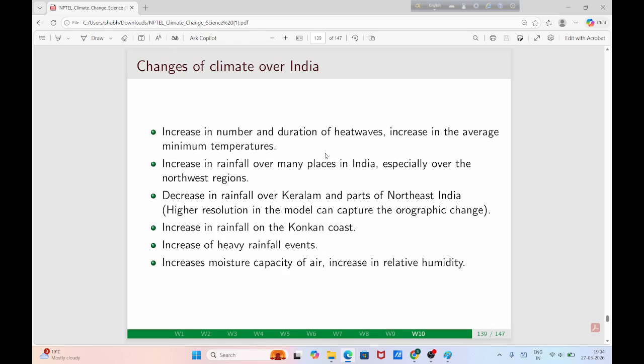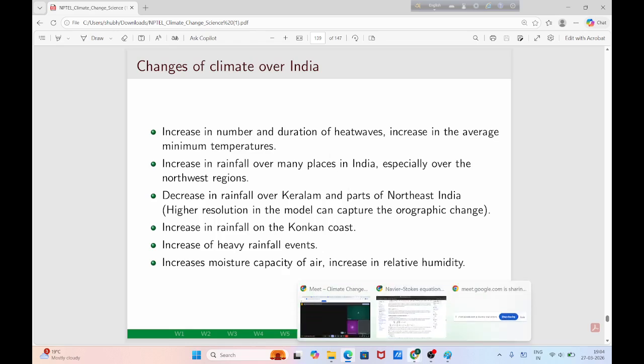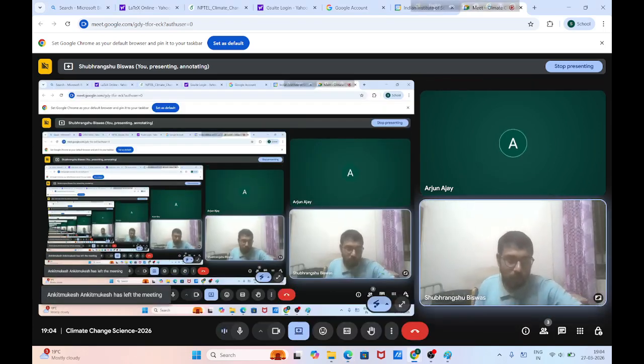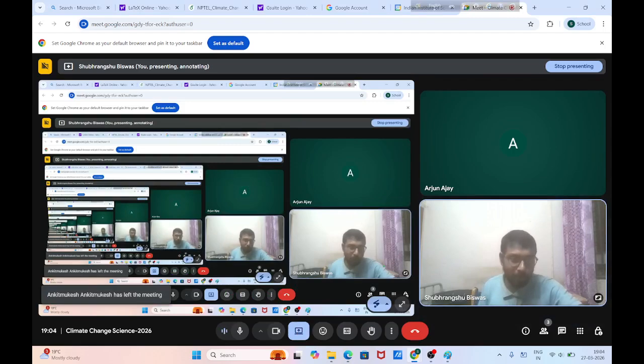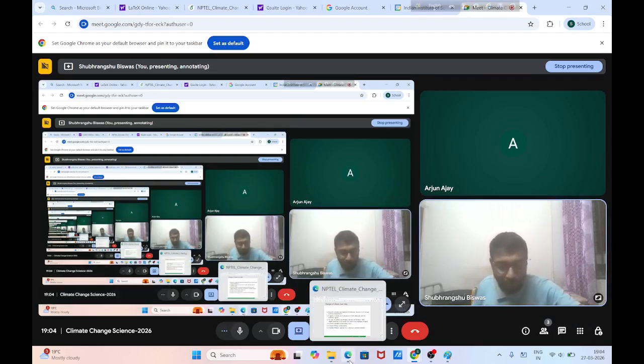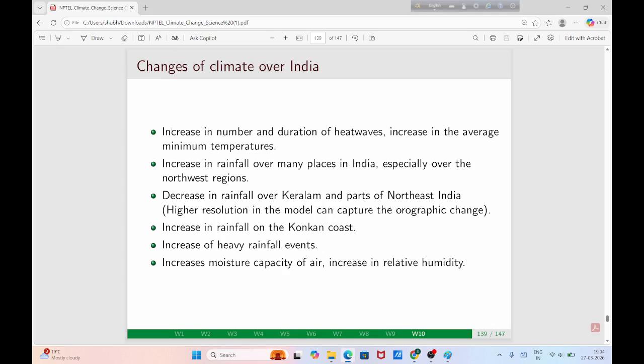Okay, now we will just discuss a few things about the possible scenario, just for attraction. So we don't know whether this will happen or not. So what can happen in the future for India? For India, there are different scenarios for temperature, rainfall, and humidity. So the models predict that there will be an increase in the number of heat waves, also the duration of heat waves, and also an increase in the minimum temperature. So the overall increase in temperature is one trend.